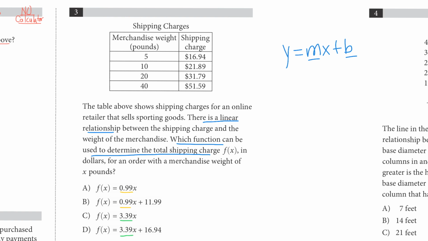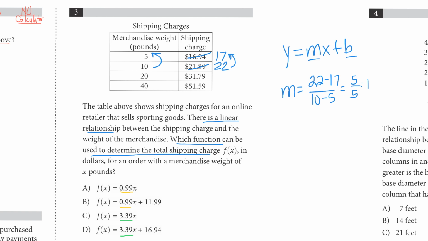So $16.94, I'm going to round that off to 17. And $21.89, I'm going to round that off to 22. Okay? And so the slope is going to be the change in these two charges, 22 minus 17, which is the difference in the y's, over the difference in the x's, 10 minus 5, which is 5. So 22 minus 17 is 5, and 10 minus 5 is 5. So the slope is approximately 1.